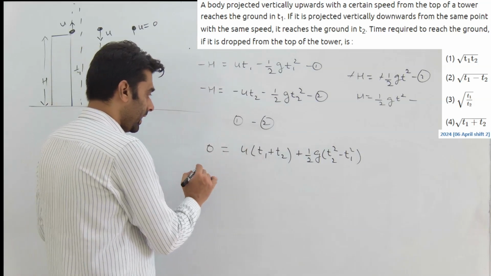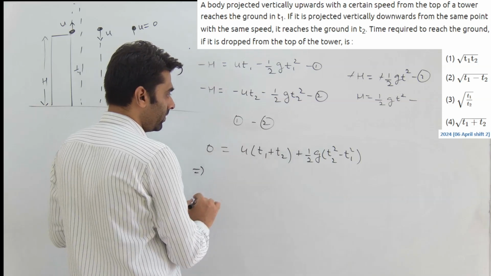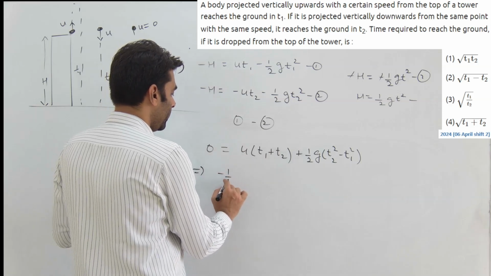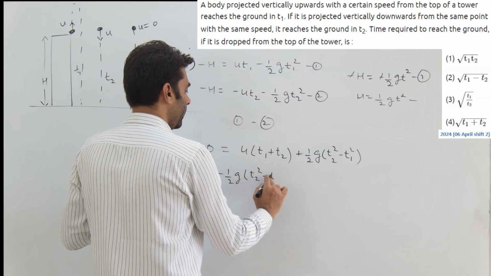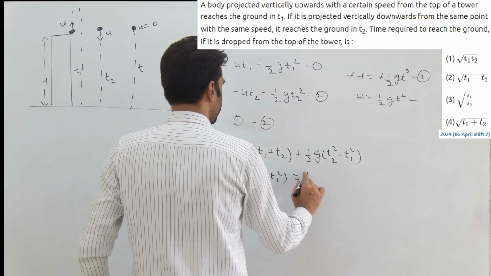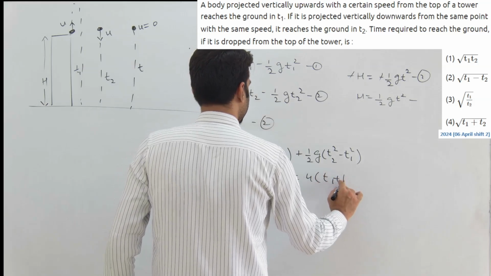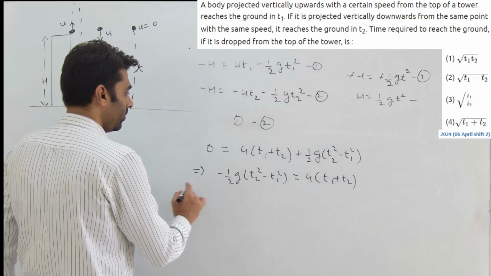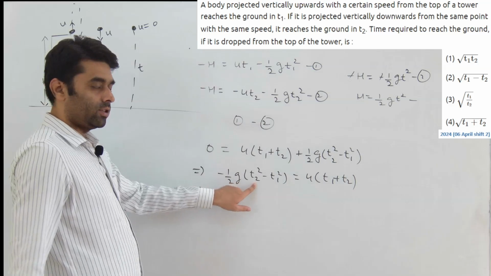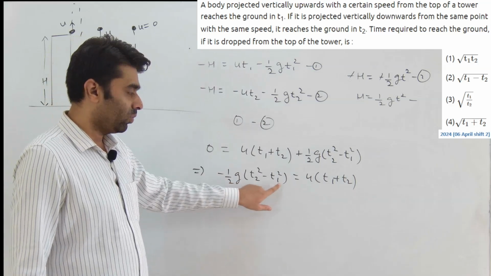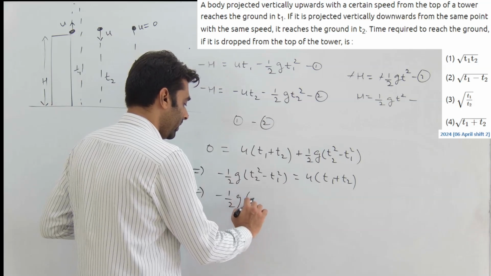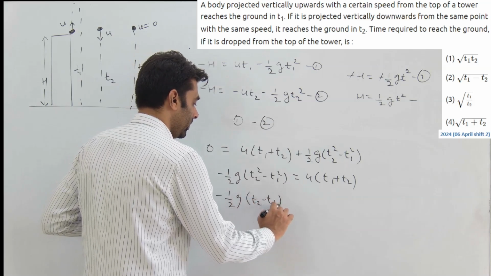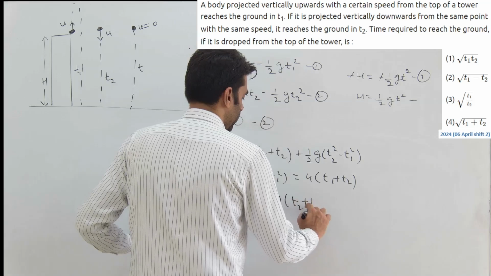From here, let us calculate this u value. What can I further write? This over here will become minus half g t2 square minus t1 square is equals to u times t1 plus t2. Fine, well and good. This is t2 square minus t1 square, a square minus b square. If we apply it over here, we will get t2 minus t1, t2 plus t1.